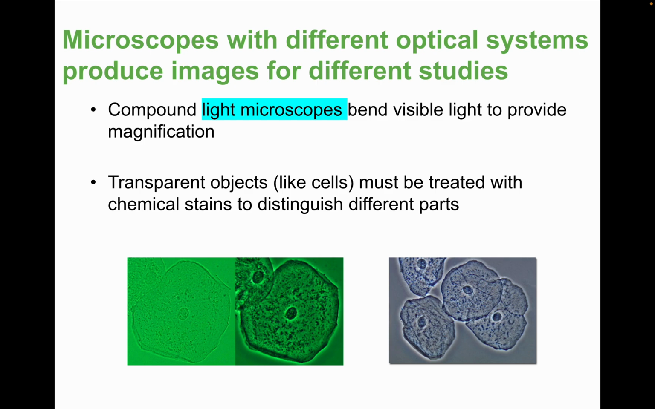The most common microscopes that most schools use, my school included and probably your school as well, are light microscopes, and they work relatively simply compared to other microscopes. They bend visible light to provide magnification, sending the light through special lenses to reflect it around and magnify the object. However, if we're using light microscopes to look at transparent objects like cells, which naturally do not have color, they must be treated with chemical stains, such as this green stain, this blue stain, or sometimes pink or purple stains, to distinguish the different parts.